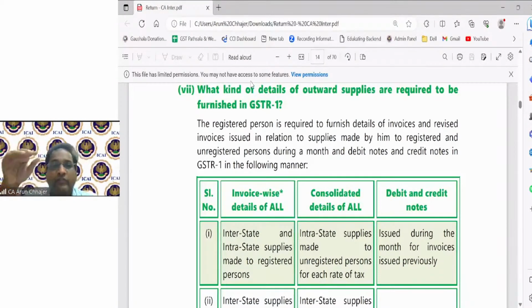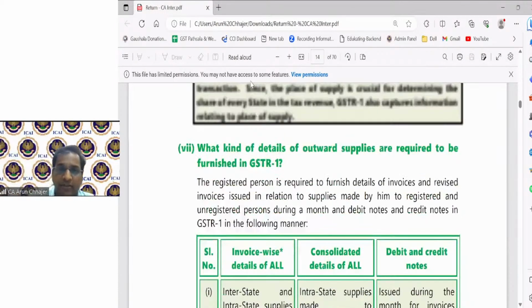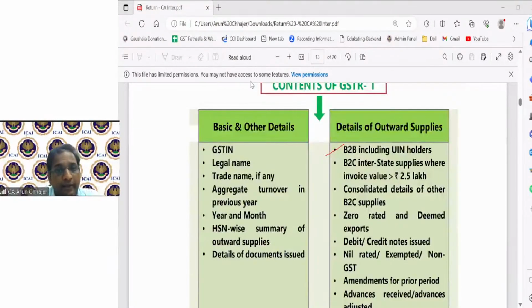So amendment, you will find all these tables. In the GSTR1, what is the content of the GSTR1? B2B supply, B2C, B2C consolidated. See, this we are going to discuss in detail. What is the difference between consolidated B2C details and B2C more than 2.5 lakh? We are going to discuss.